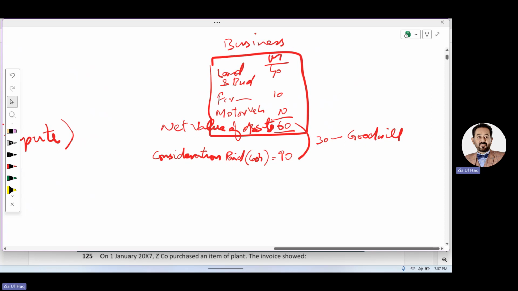So how can goodwill be calculated? Consideration paid less net value of assets. Consideration paid less net value of assets, we can calculate what? Goodwill. If the business has liabilities? Obviously, that's why I said net value of assets means assets minus liabilities. What is the net worth? Suppose 60, suppose 50, minus liability of 10 million. Suppose 50 is net value of assets, but he's paying 90, so 40 will be goodwill. 40 goodwill for the value of the business.